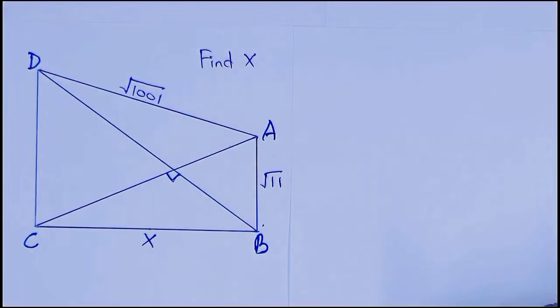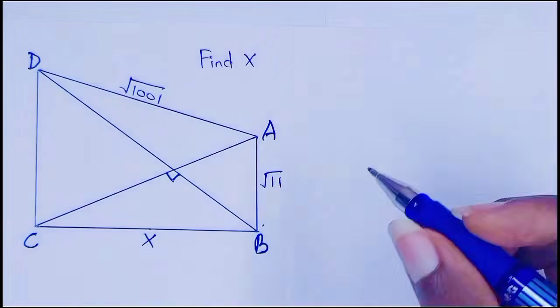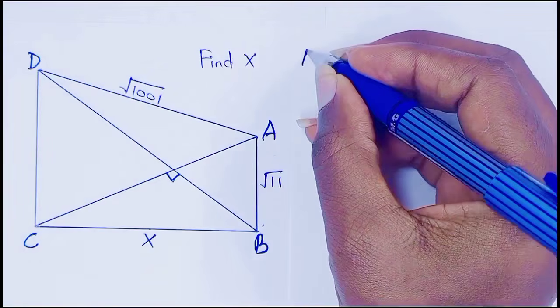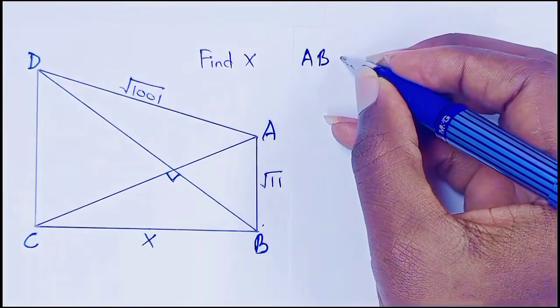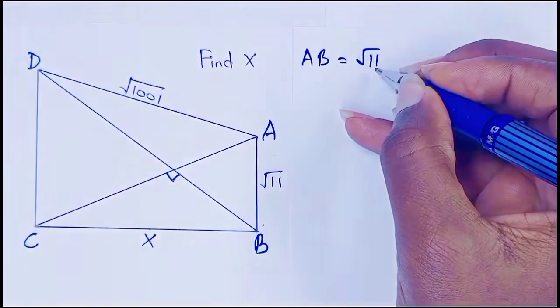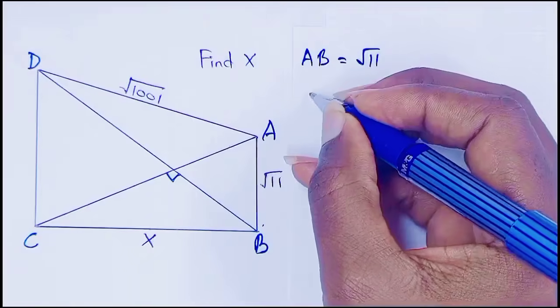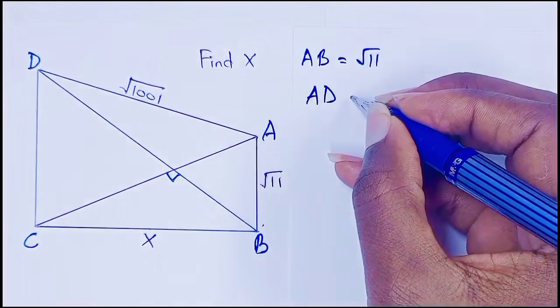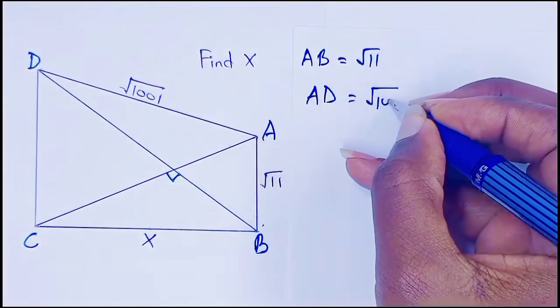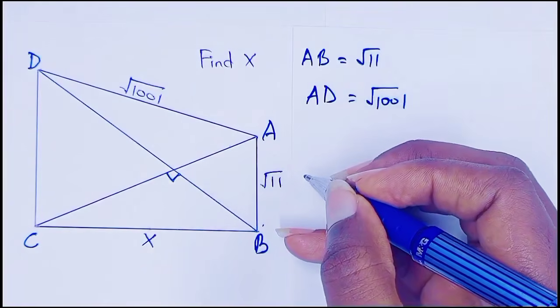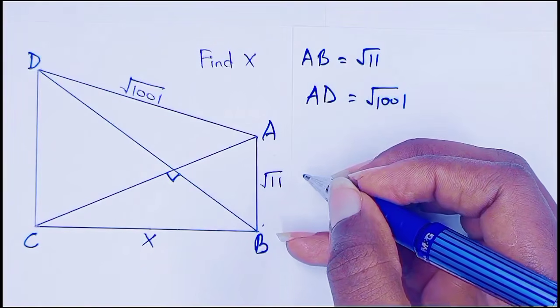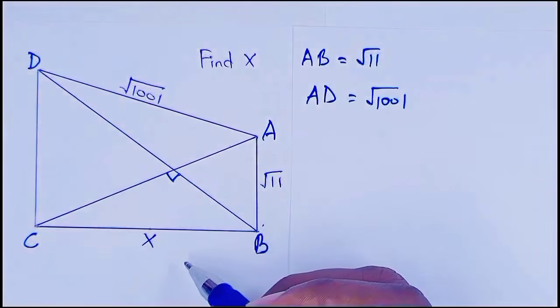So we have been given that AB is equal to root 11, AD is equal to root 1001. So we have to find the value of BC, which is x.